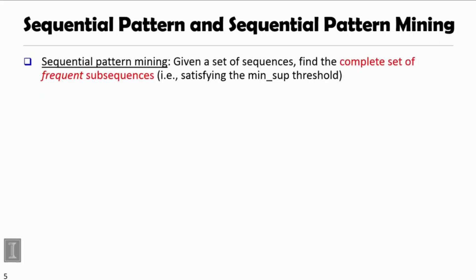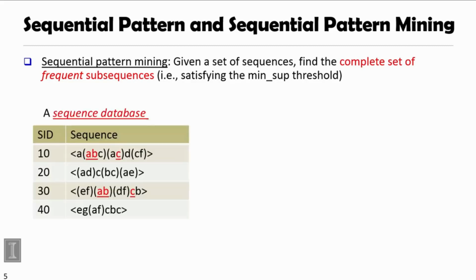So let's look at the customer shopping sequence as a major example to study how to do sequential pattern mining. Sequential pattern mining essentially is you give me a set of sequences. The algorithm is trying to find the complete set of frequent subsequences satisfying certain minimum support threshold. Let's look at this example. We have a sequence database containing like 4 customer shopping sequences.